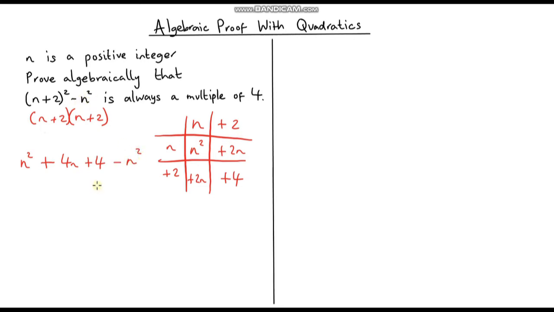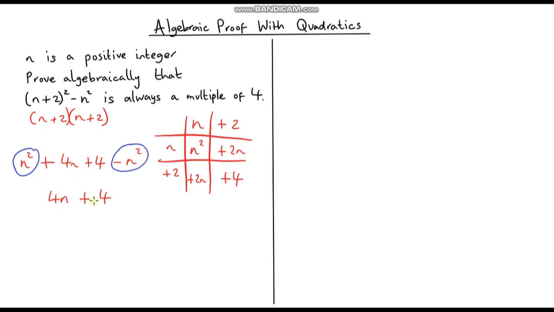Minus n squared. Now we've got this expression, we can simplify by collecting like terms. So we've got an n squared, take away n squared. What is n squared take away n squared? Well, that is nothing. They cancel out with one another. So all we are left with is 4n plus 4. That is all we're left with.